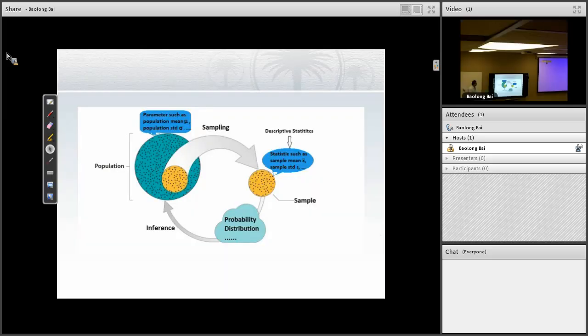Right, so this will be our last lecture. We are focusing on inferences now. So we're going to talk about the last inference we have, right, for a hypothesis test.